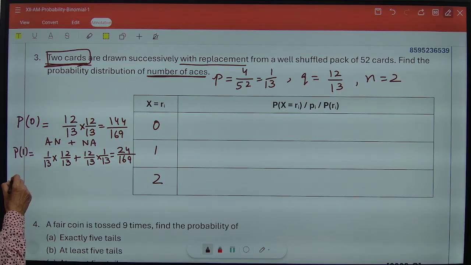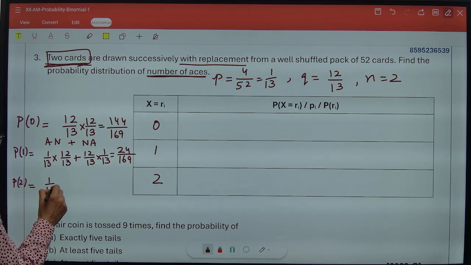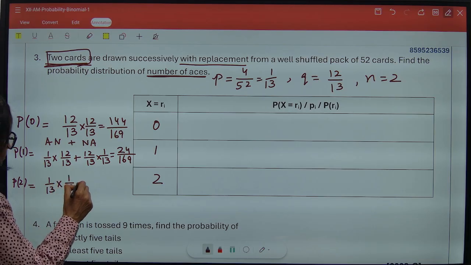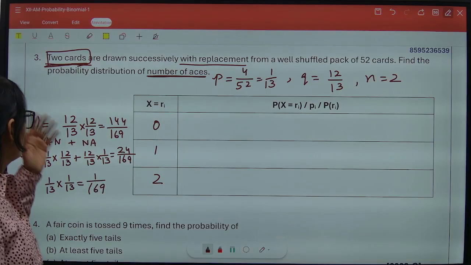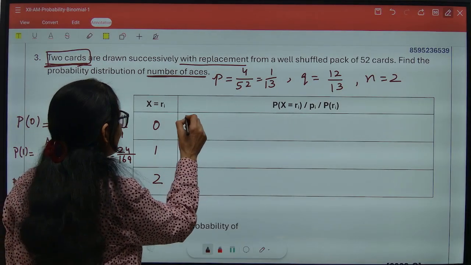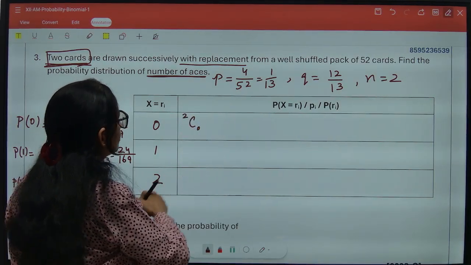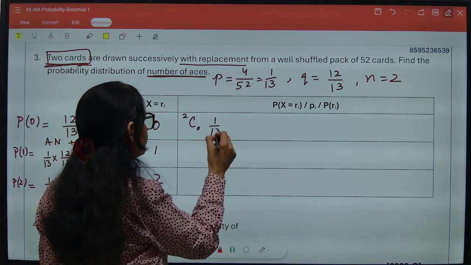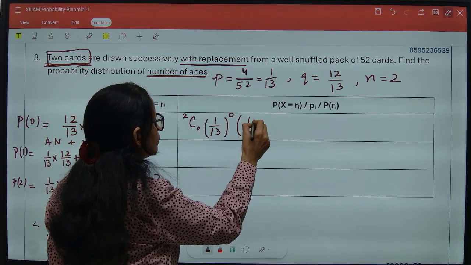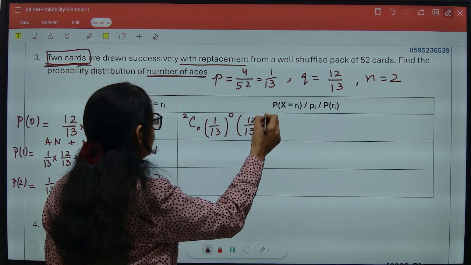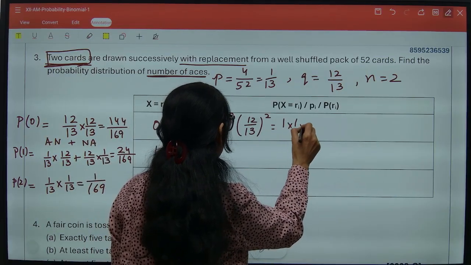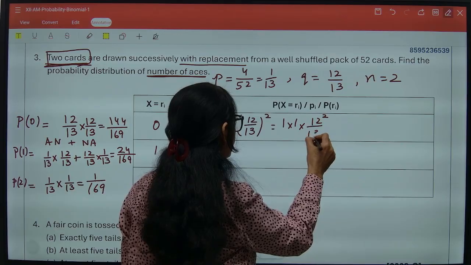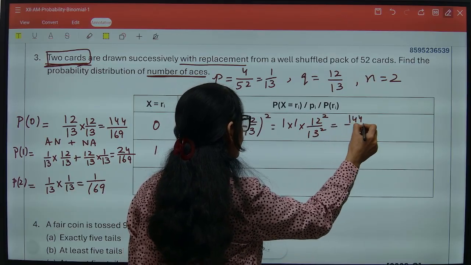Now what is the probability of getting both cards as ace cards? So first one will be 1 by 13, second again 1 by 13, so it comes out to be 1 by 169. So let's see, using binomial distribution, how do we do the same question? As n is 2, it is going to be 2C0, 1 by 13 to the power 0, and then 12 by 13 to the power 2 minus 0 is 2. So this comes out to be 1 into 1 into 12 square upon 13 square, that is 144 upon 169.